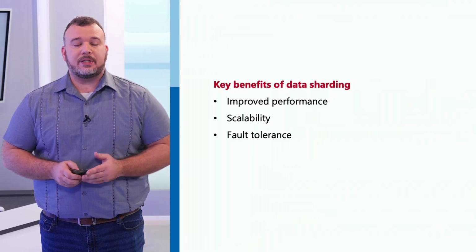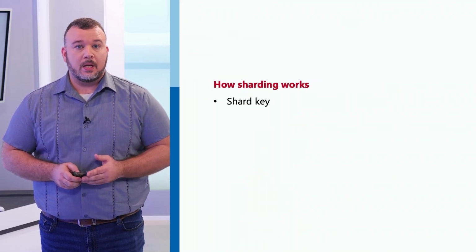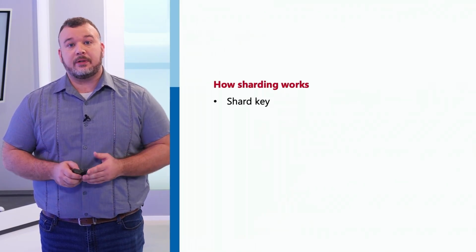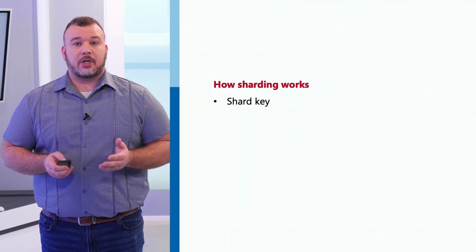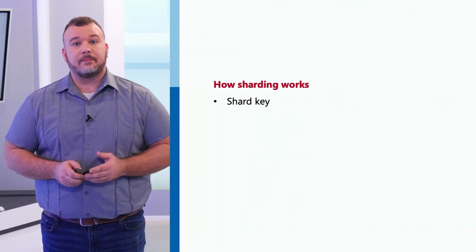So how does data sharding work? A lot of it relies on the shard key. This is a field in the data set which determines how data is going to be divided. For example, customer databases might use the country or postal code as the shard key.